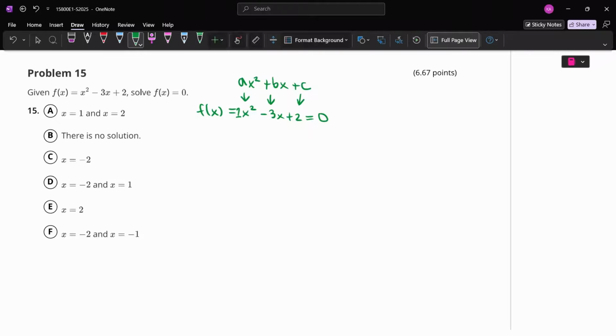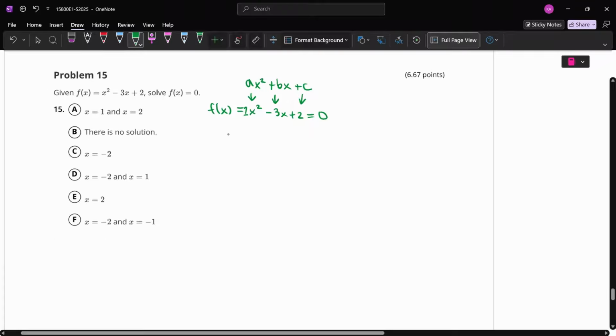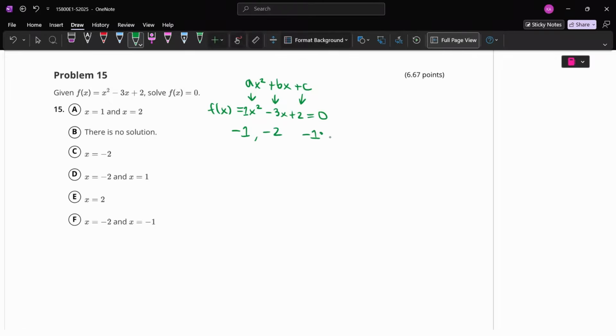So I'm going to come up with 2 test values. Let's just go with -1 and -2. I know this is going to work because when you multiply these together, -1 times -2, that gives you +2. And then -1 plus -2 gives you -3. And so that satisfies what I was talking about: it multiplies to c, and it adds up to b.